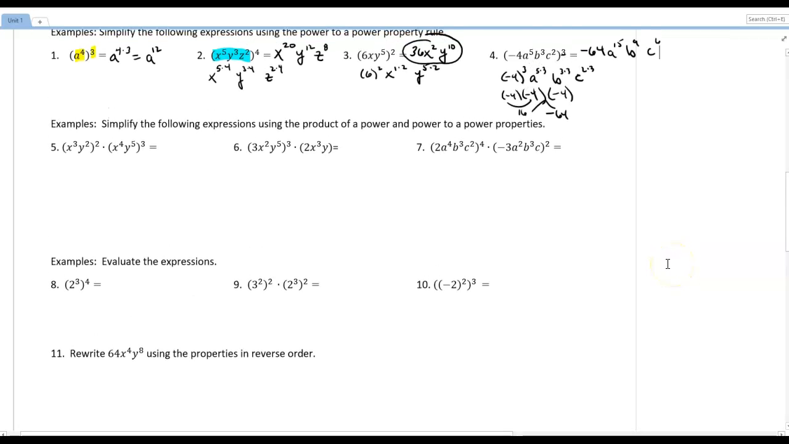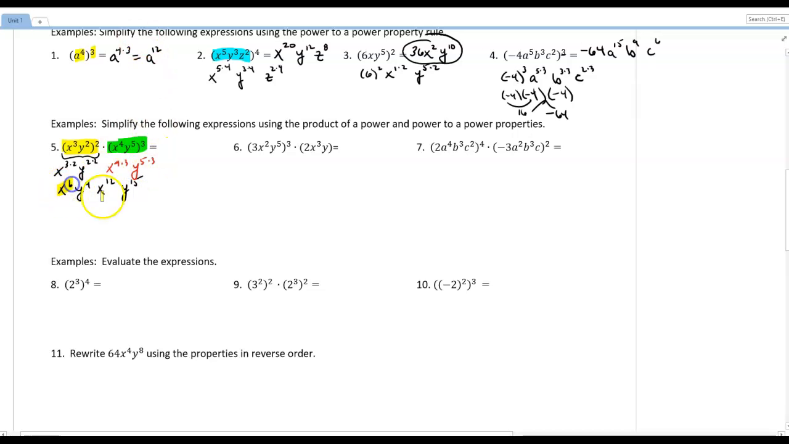Now, when we talk about multiple step problems, you could actually combine both of these properties to solve more intense problems, like the ones in 5, 6, and 7. So let's take a look here. When I look at example 5, the first thing I have to do is simplify this by raising everything to the second power. And the second step is to simplify this, raising everything to the third power. So right here, this is going to become x to the 3 times 2, y to the 2 times 2. Then everything here would become x to the 4 times 3, y to the 5 times 3. So all together, now I would get x to the 6th, y to the 4th, times x to the 12th, y to the 15th.